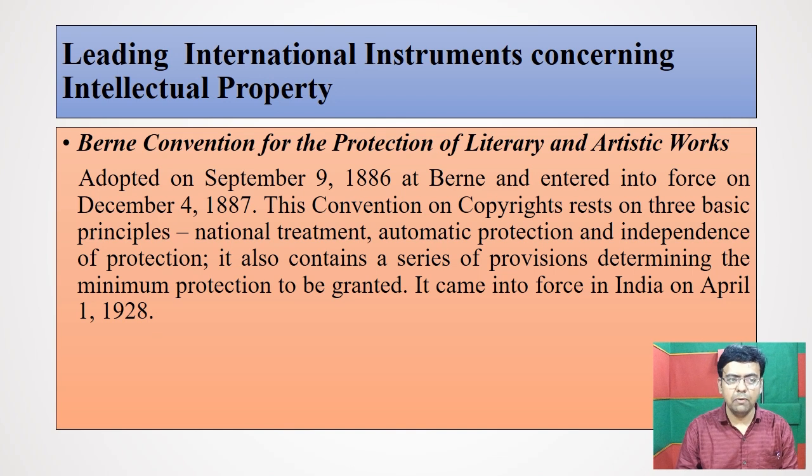In this session, we will focus on leading international instruments concerning intellectual property. First international instrument is the Berne Convention for the Protection of Literary and Artistic Works, adopted on September 9, 1886 at Berne and entered into force on December 4, 1887.